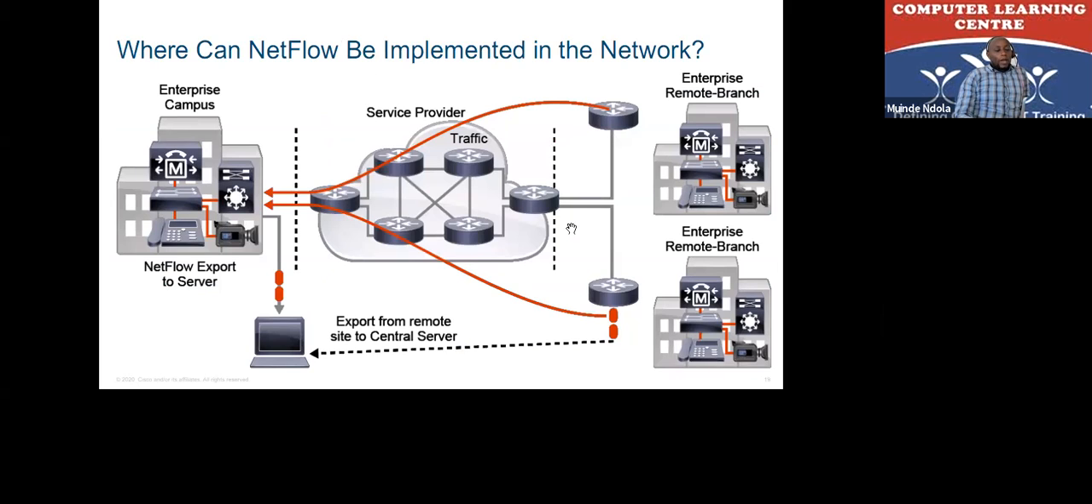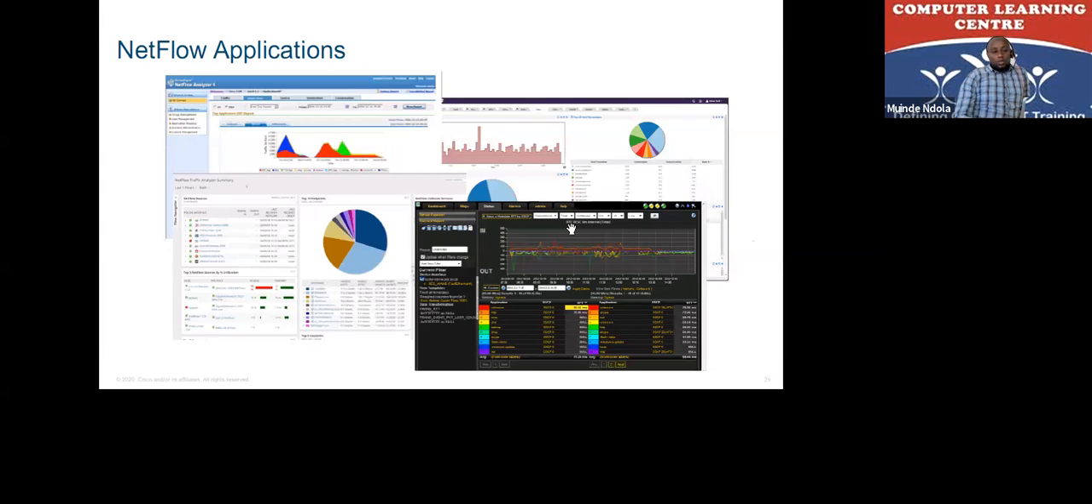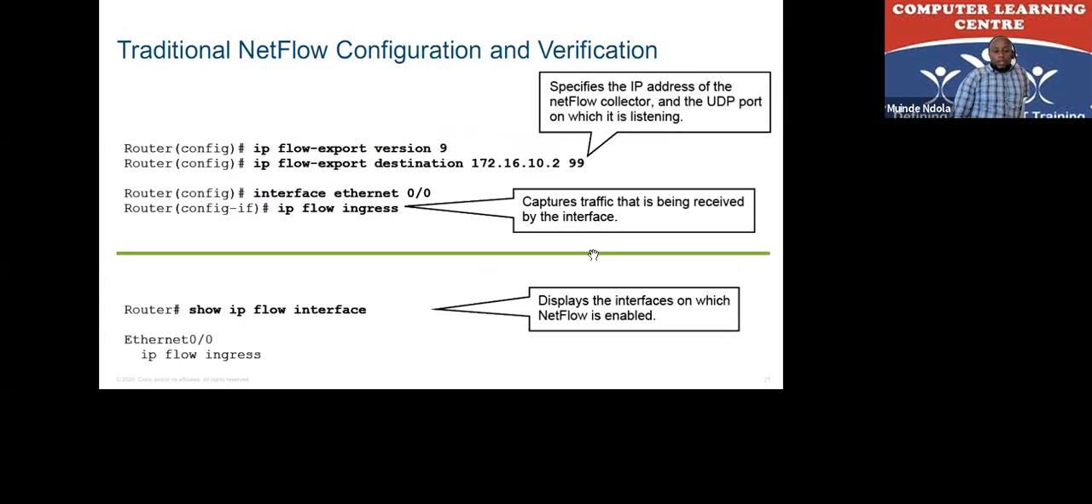Okay, so where can NetFlow be implemented on the network? It can be implemented on the outbound router, the router that connects you to the outside world, so that you can tell what is connecting in and out of your network. So we have the NetFlow applications that you can use. You're going to play around with it and see how it gives out that information, and you'll be able to get all the good info that you need.